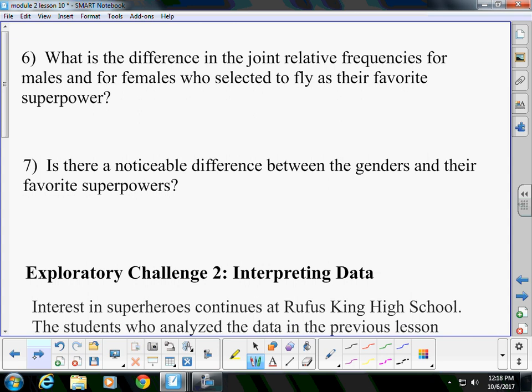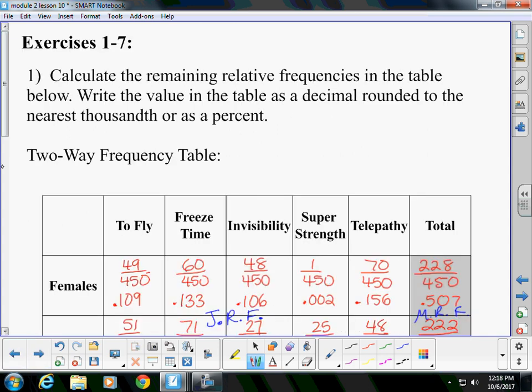Okay, what is the difference between the joint relative frequency for males and females who selected flying as their favorite superpower? Difference means subtract, so you want to look up what the joint relative frequency is for males, and then also what it is for females, and then find the difference between them for flying.